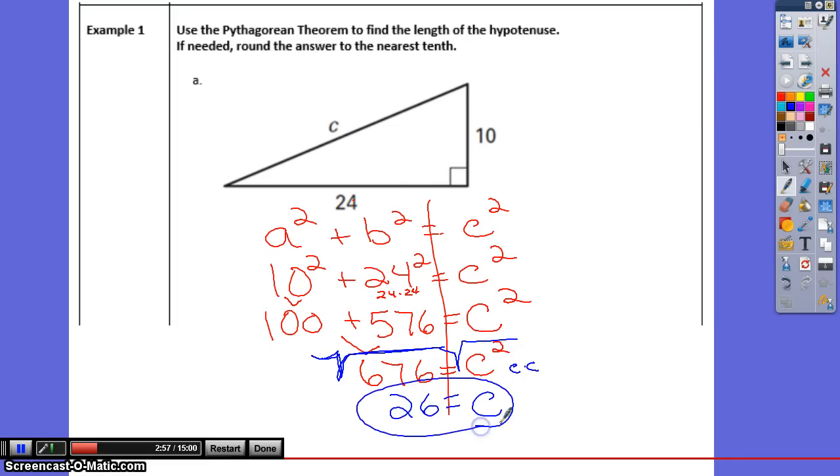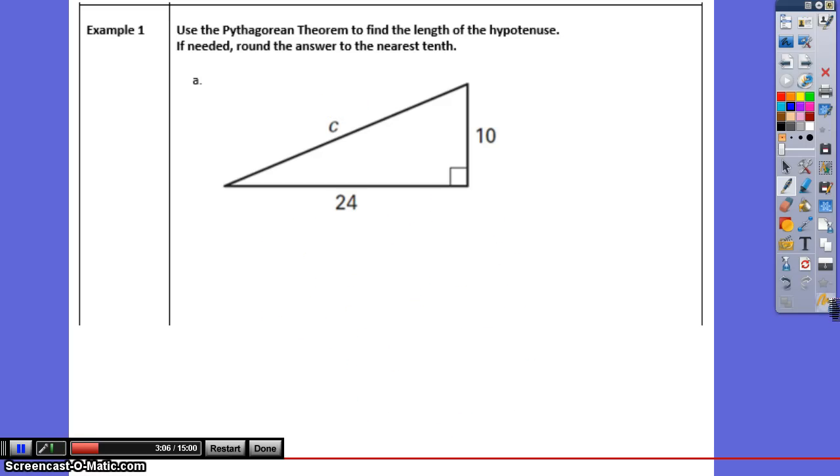Before you go on, look up here. Does that make sense? Is that the longest side? Yes. So you pat yourself on your back. Job well done. All right?